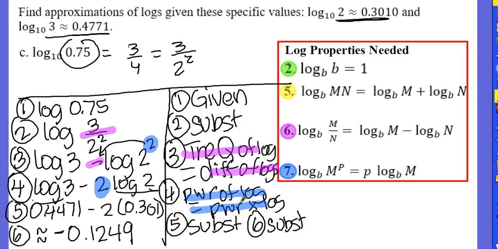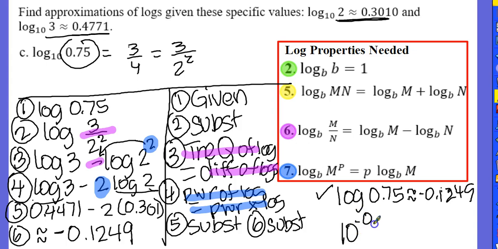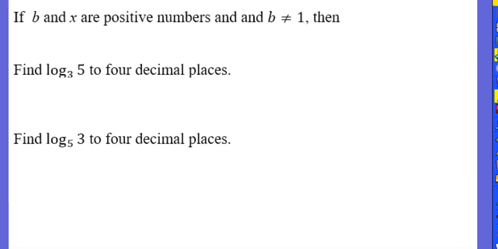Okay, so now we're just going in for the check. We're saying that the log of 3/4 is approximately negative 0.1249. And we would check that by converting it to 10 to the negative 0.1249. And we should get approximately 0.75. It's true. I checked it. Okay? All right, last one. Wait, let me go back.